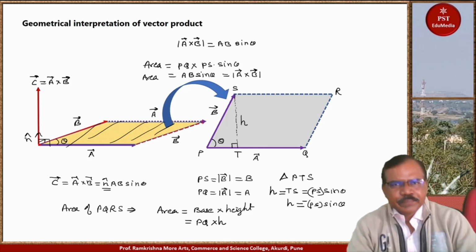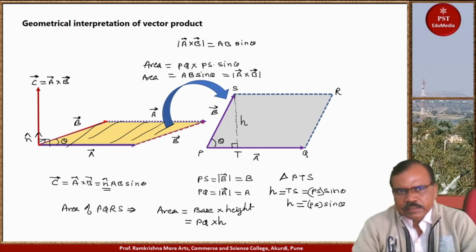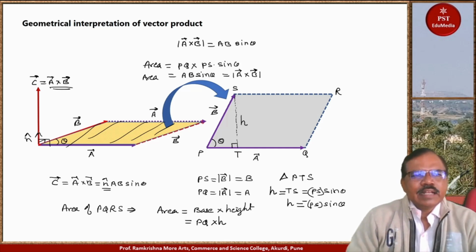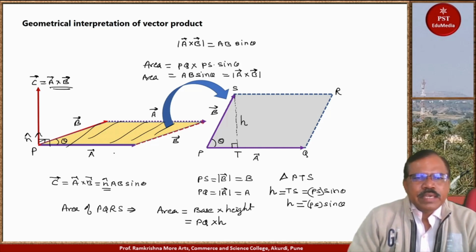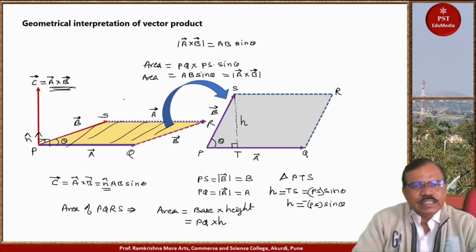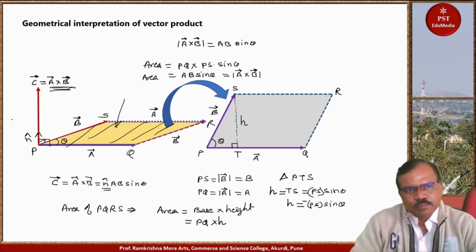So if we take the cross product of two vectors A and B, and take its magnitude, it is the area of what? The parallelogram formed by vectors A and B. And we know A cross B is a vector quantity directed perpendicular to A and B, means perpendicular to the area PQRS. And the magnitude of A cross B is the area of this parallelogram.